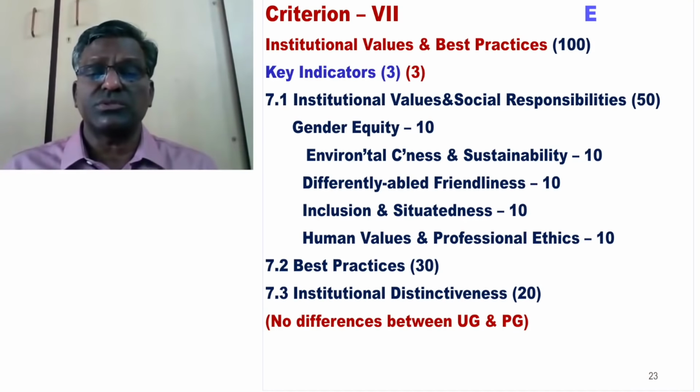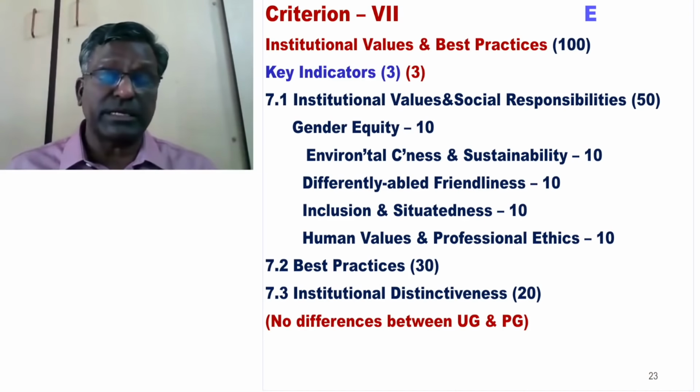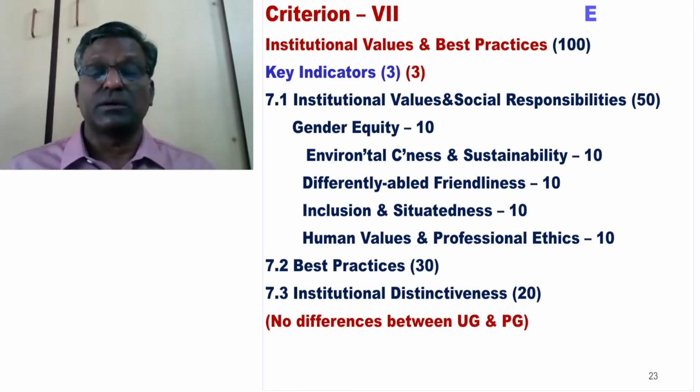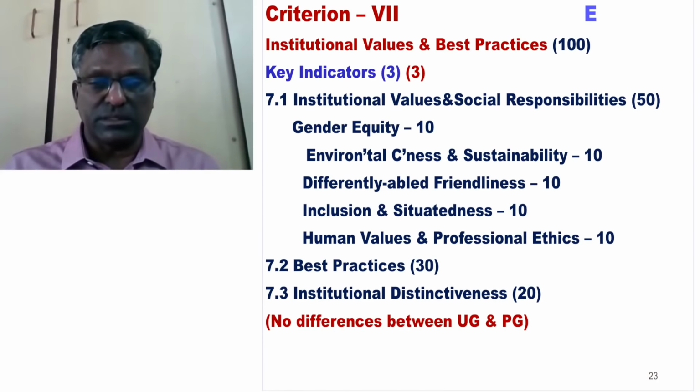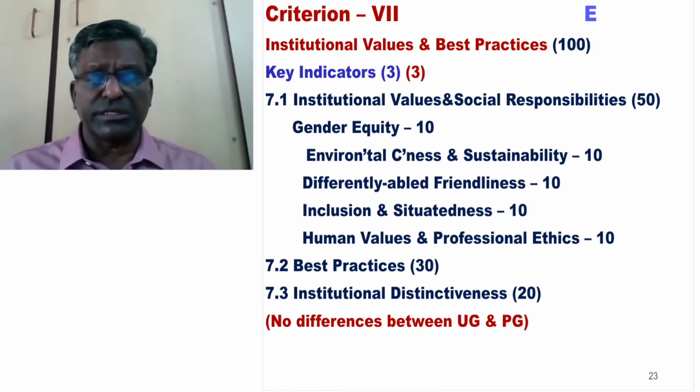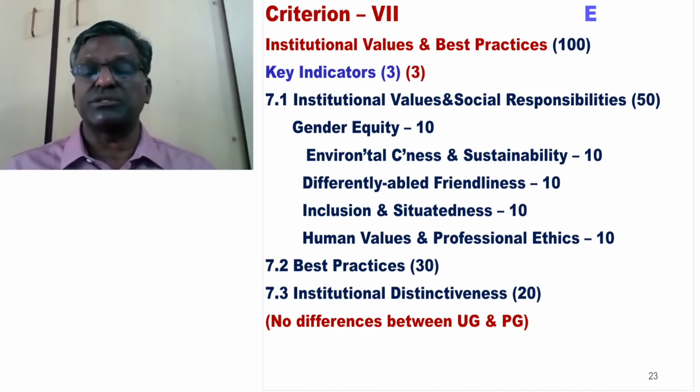Then 7.2, best practices. Each institution has to talk about 2 of its best practices. I am sure there are many best practices. Probably every individual department has its own best practice. But the institution as a whole is expected to report 2 of its best practices when it prepares its SSR, self-study report. And the last one is something new. This was introduced very recently when NAAC revised its manual, and I was part of it. 7.3, institutional distinctiveness, which carries 20 marks.